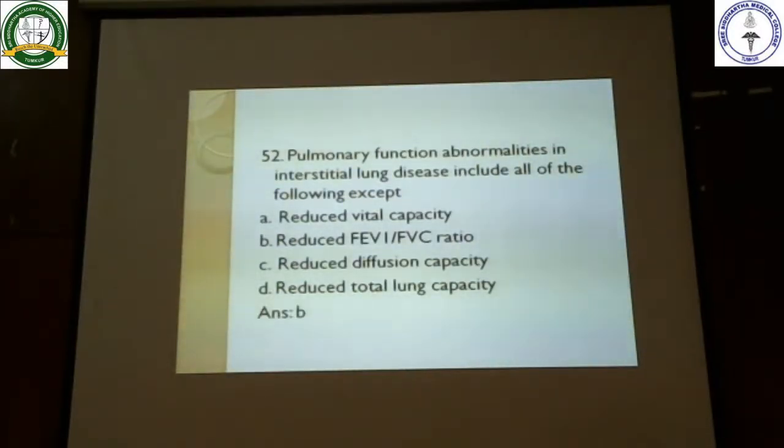It is reduced FEV1 to FVC, forced vital capacity ratio. Interstitial lung disease will result in decreased ratio. Okay, so in interstitial lung disease the inflow will be altered, not the outflow. So you are going to expect the reduced FEV1 by FVC ratio.